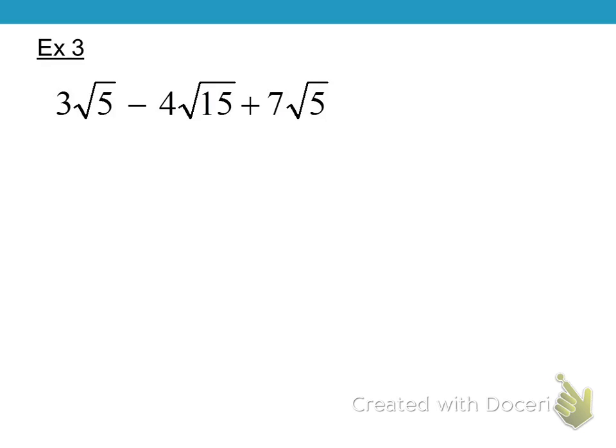Example 3. So the way you would simplify is you could do a tree for the numbers inside the radical, the radicand, but none of these trees would produce anything that repeats. Like 5 and 5 are both prime. 15, if I did a tree, I'd get 3 and 5, so no repeaters. So none of these simplify. So what can I do instead? Just add the square root 5's.